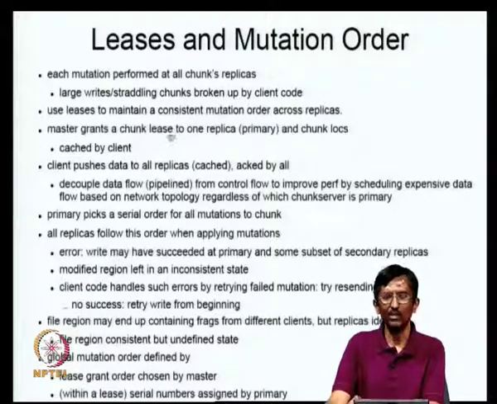So the master grants a chunk lease to one replica, the primary, and gives chunk locations. Basically it grants a chunk lease to one primary, and it also tells you where the chunk locations are, and these are cached by the client. So when a write is requested, we have to find out who has the lease and where the chunk locations are, and this information is cached by the client. And the client pushes data to all replicas, and this data is cached, and then all the replicas acknowledge it.